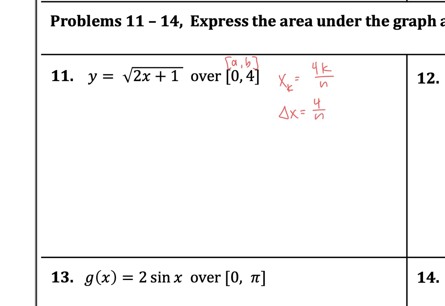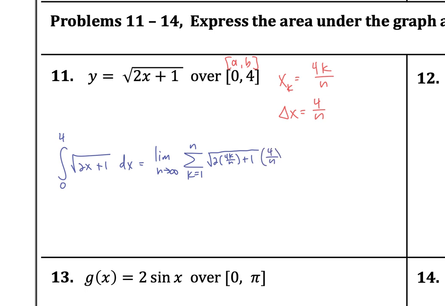Okay, so that means our integral is from 0 to 4 of this function. Basically we'll just rewrite this function, but instead of that x, we'll write 4k over n, and then put the b minus a over n on the outside, maybe in parentheses, both of those.